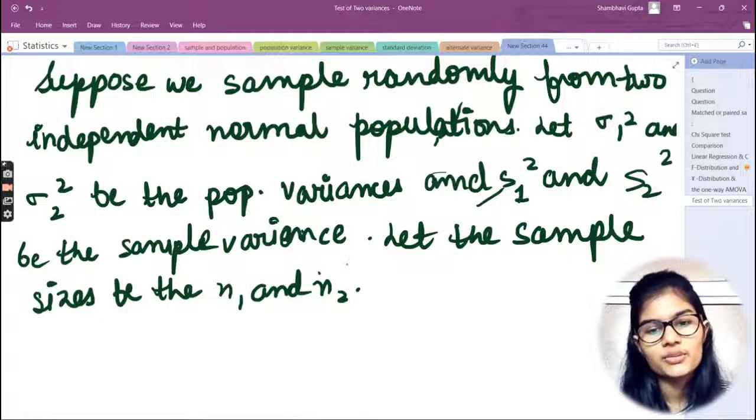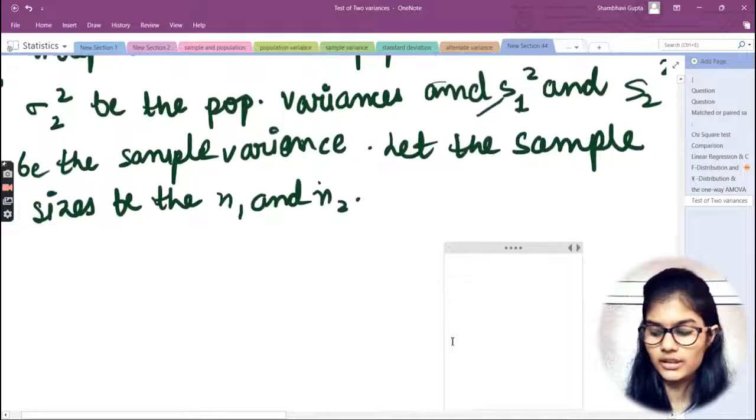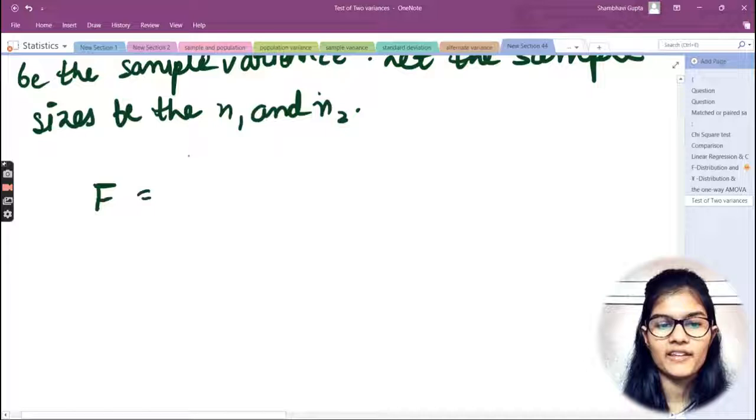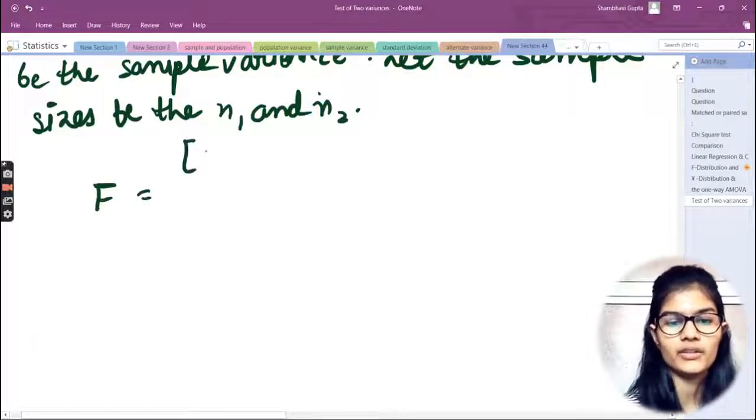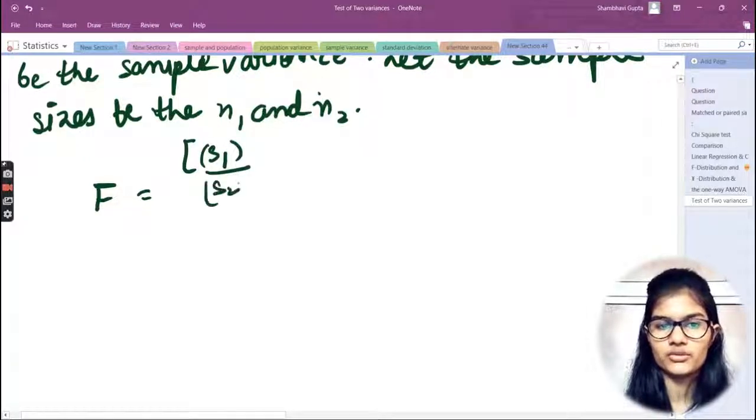So basically, we are interested in comparing the two sample variances. In that case, we're going to use the F ratio. Let me come down and show you the F ratio formula. So F is equal to S1 upon S2 whole square, just like this.